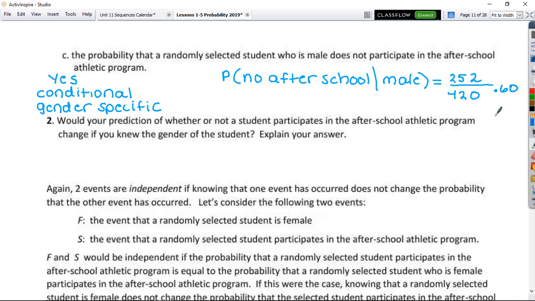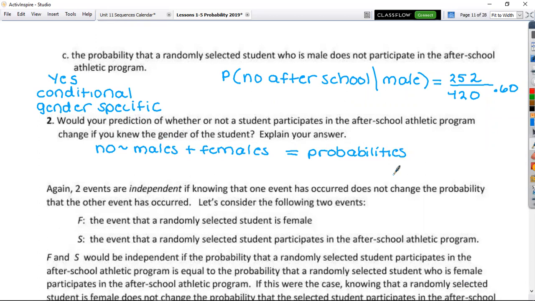Thank you. So would your prediction of whether or not a student participates change if you knew the gender? Wasn't this the same as the girls? Yeah, so you're going to say no. Males and females both 60%. Males and females were equal probabilities.